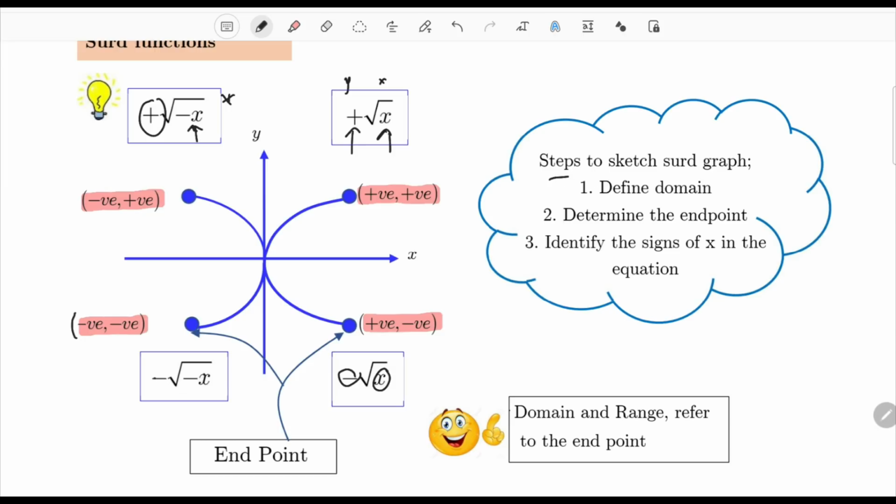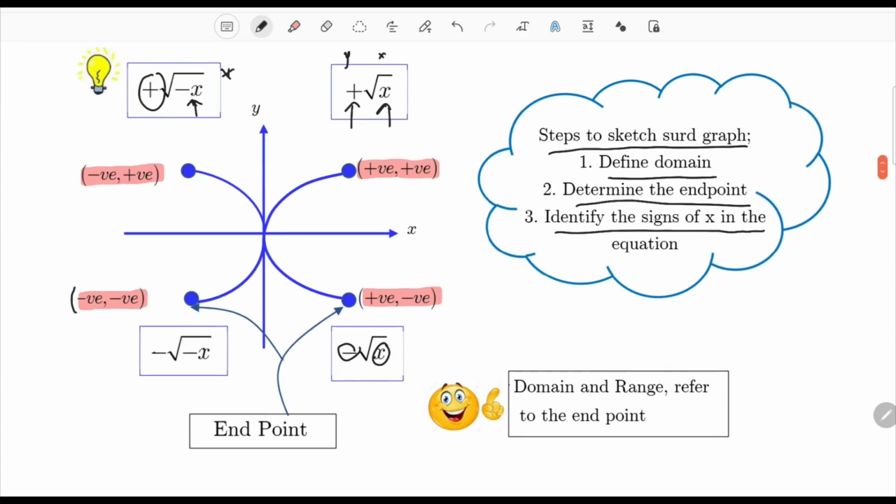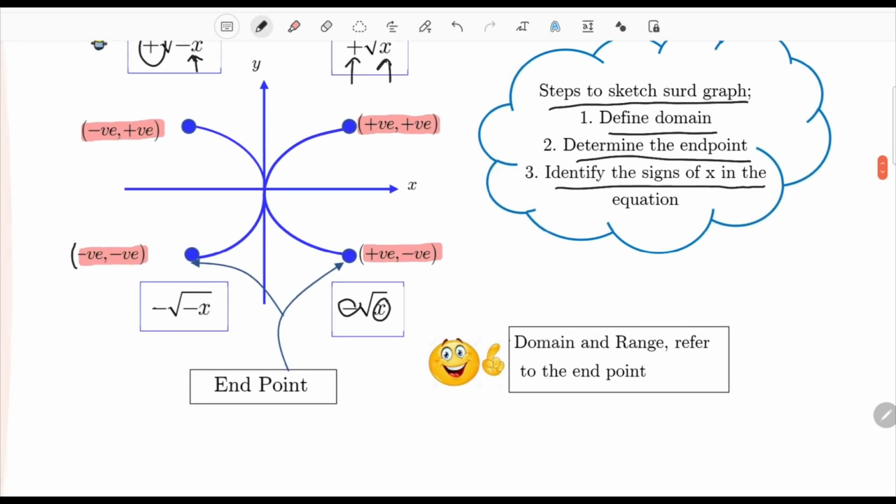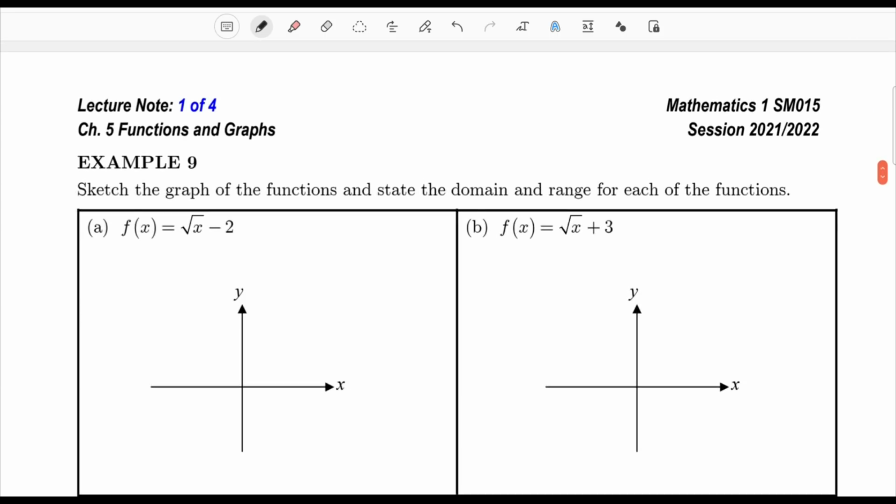Okay, so steps to sketch the third graph: define the domain, determine the endpoint, identify the sign of x in the equation. The domain and range refer to the endpoint. Let's move on to page 12.